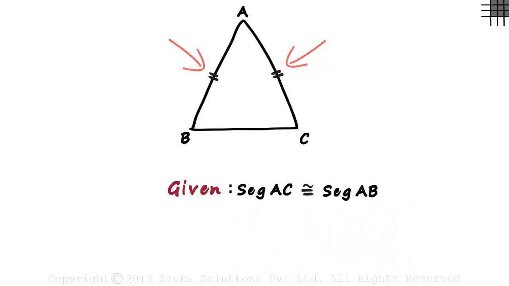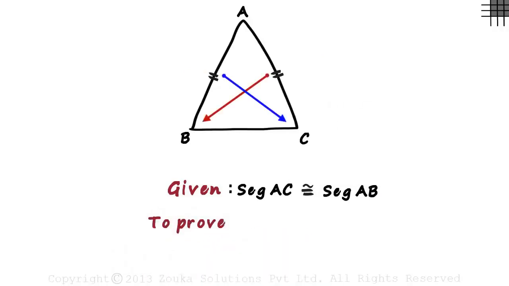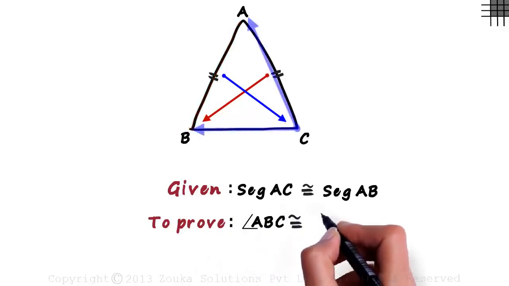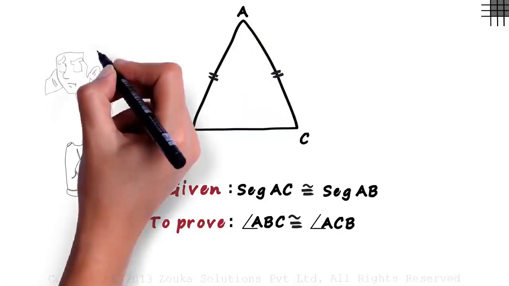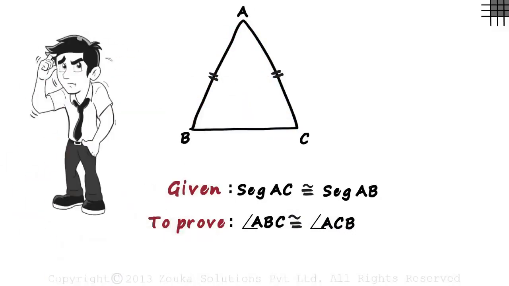The next thing we have to note down is what we have been asked to prove. We have to prove that the angles opposite the equal sides in a triangle are congruent. That is, we need to prove that angle ABC is congruent to angle ACB. Looking at the figure, you would feel that we haven't been provided with any data. Then how are we supposed to prove these two angles equal?